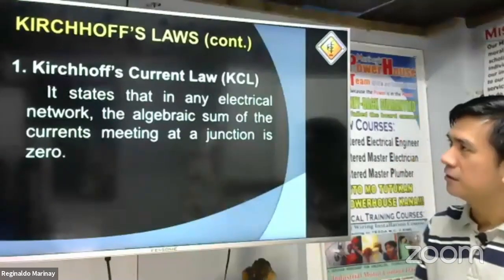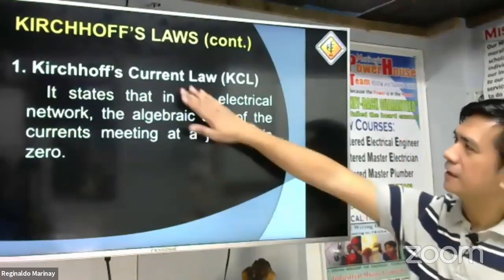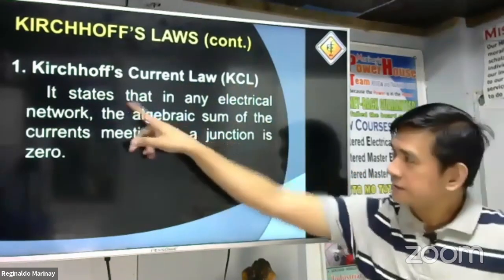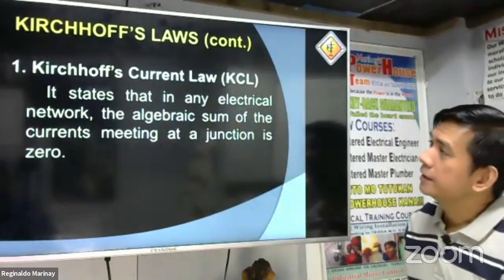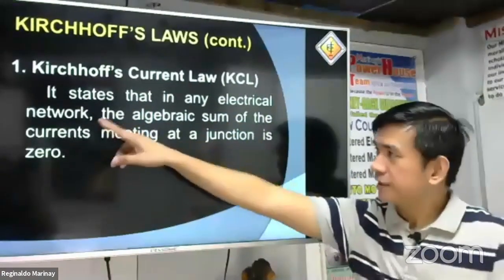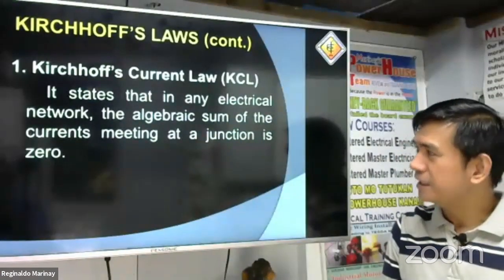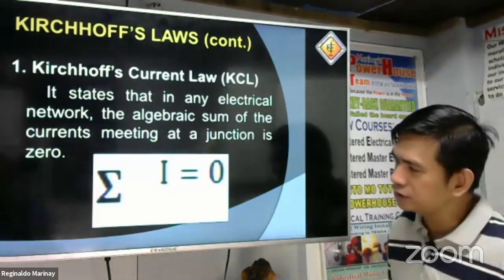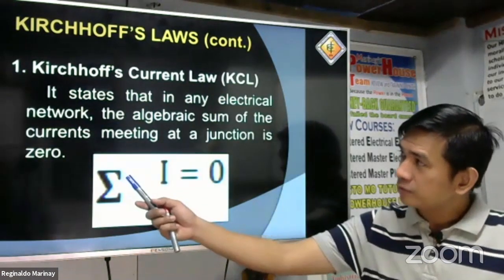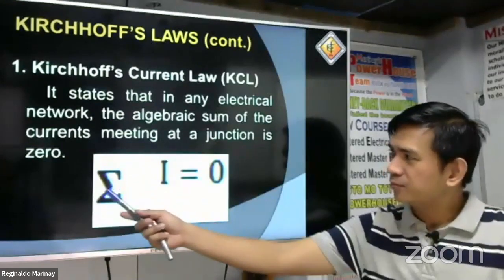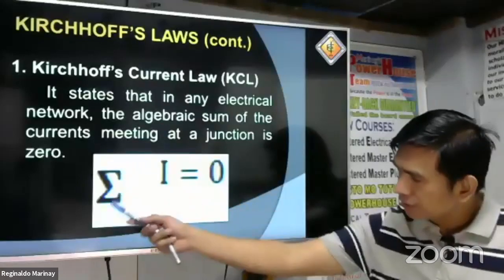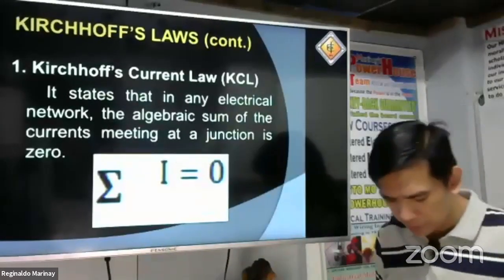Okay, so we have the first law of Kirchhoff, the Kirchhoff's current law, that is what we call the KCL. It states that in any electrical network, the algebraic sum of the currents meeting at a junction is 0. So in equation form, we have the summation of the currents, with sign convention, equal to 0.